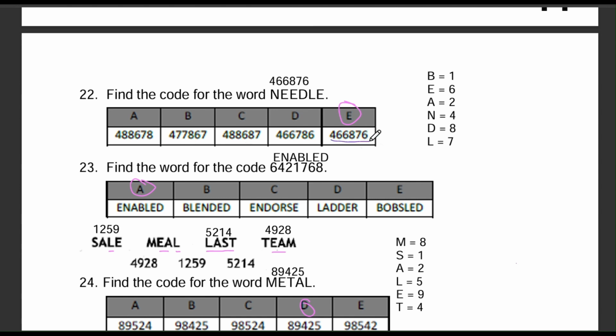Here's why. Looking at our key, N is 4, E is 6, so we have another E which is 6, D is 8, L is 7, and E is 6 again. Putting those together in order, we get 4, 6, 6, 8, 7, 6. And only option E shows us that exact order.